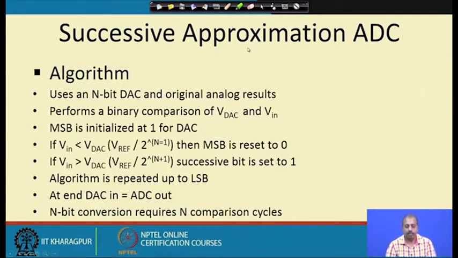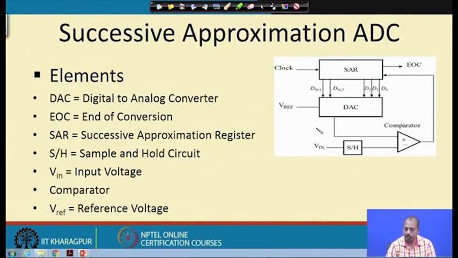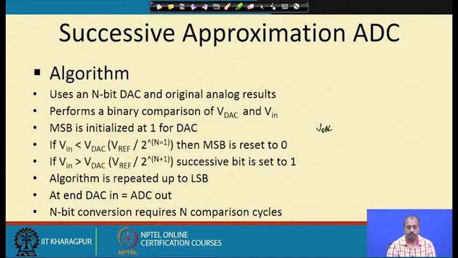This SAR, successive approximation type ADC, uses an n bit DAC and the original analog input, and it performs a binary comparison between the voltage coming out from the DAC, VDAC, and V in. So, this is the VDAC coming out of the digital to analog converter. This VDAC and V in are compared.